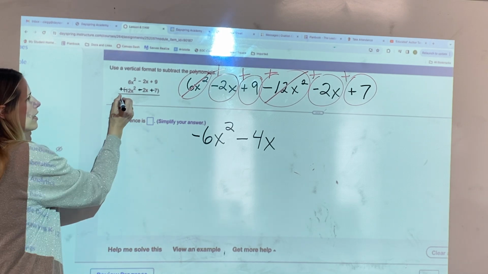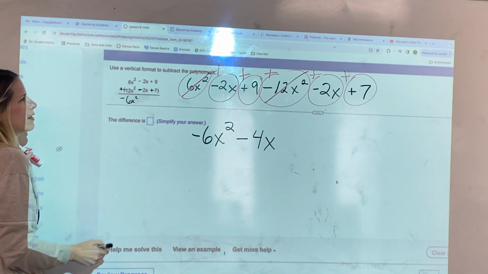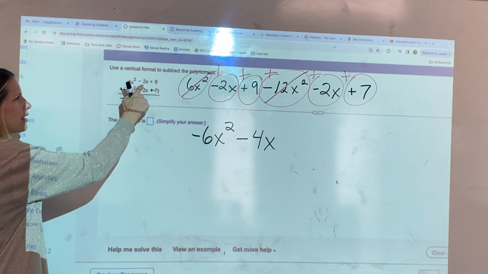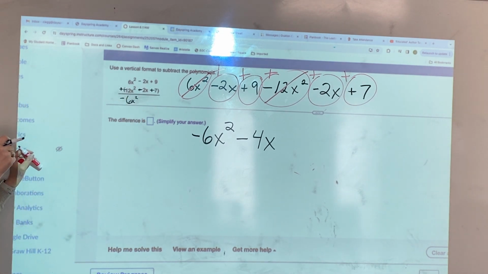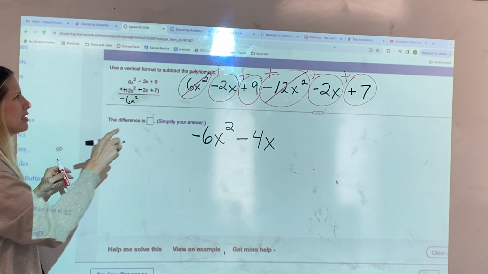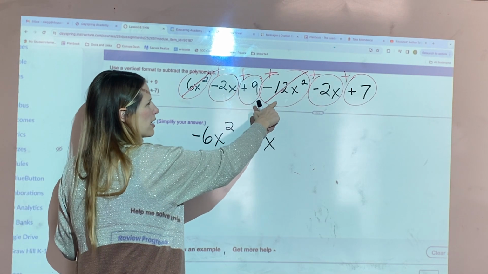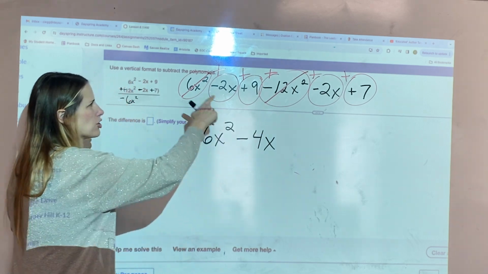Same thing over here. Negative 6x squared. But you, what? You already have the 6x squared. Why are you making it negative? Because it's being combined with a negative 12x squared.